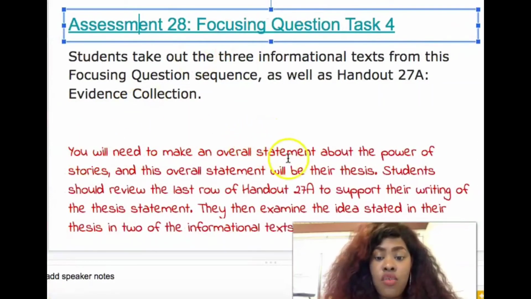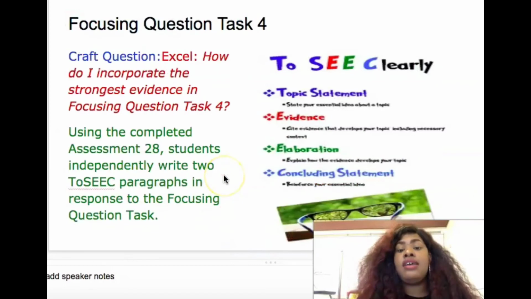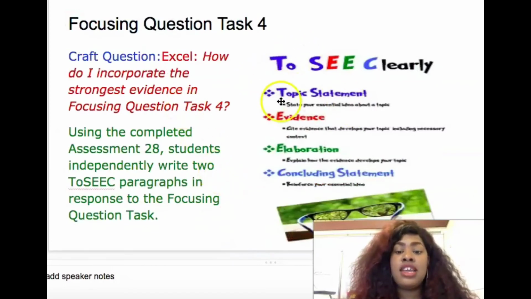Once again, you will need an overall statement about the power of stories. And this overall statement will be the thesis. You should review the last row of handout 27A, which was in the previous lesson, to support your writing towards the thesis. And then examine ideas stated in your thesis of the 2 informational texts. So just so you guys are aware, TOSEC stands for topic statement, evidence, elaboration, and concluding statement.